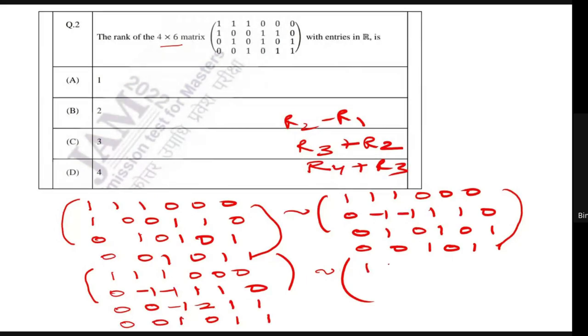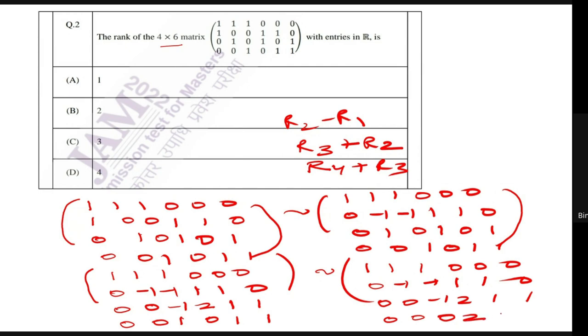Then it will become 1, 1, 1, 0. 0, 0, minus 1, 2, 1, 1, and it will become 0, 2, 2, and 2. So now you can see the key elements or the pivot elements, that is 4 elements are there. So the rank of A will be 4. The answer will be D.